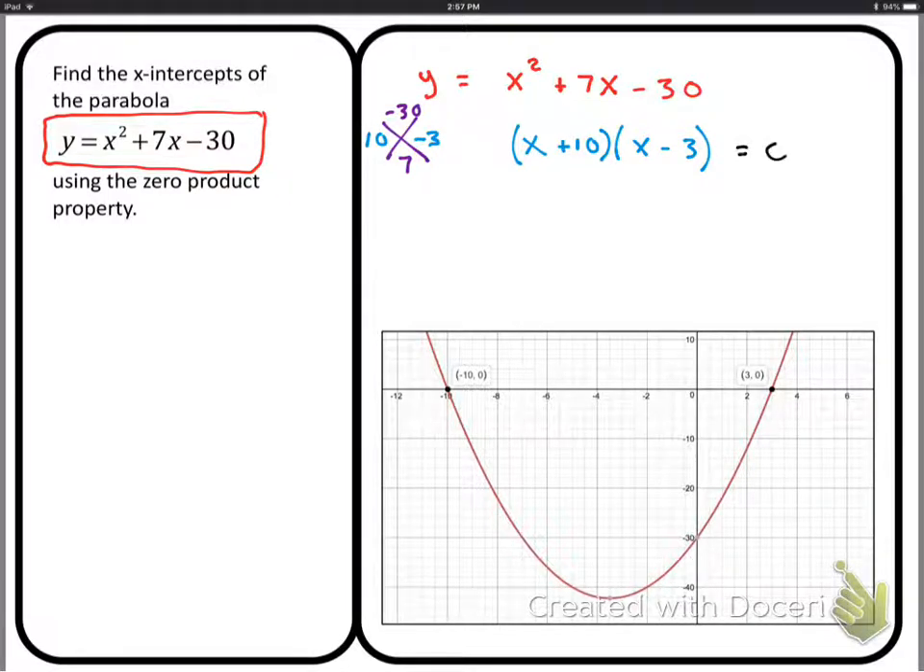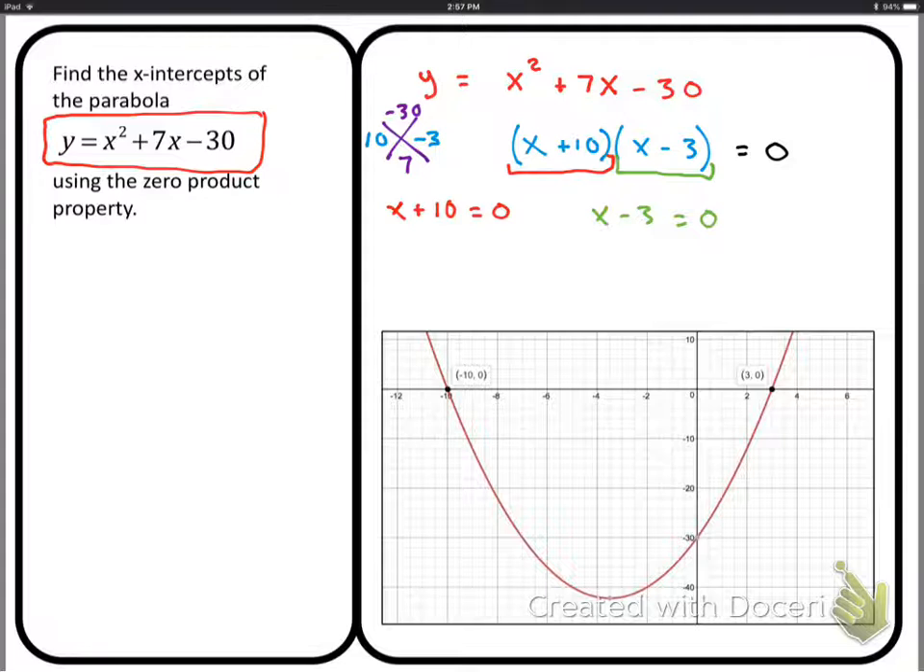Here's where we apply the zero product property. We're going to set this equal to 0. Consider this a and consider this b. Either one of these has to be 0 or both of them are 0. So we're going to rewrite these separately because we want to find these zeros. I take x plus 10 and set it equal to 0, then I take x minus 3 and set it equal to 0.